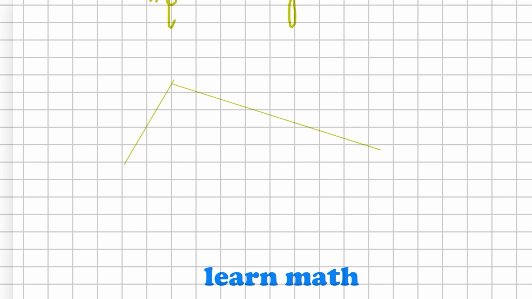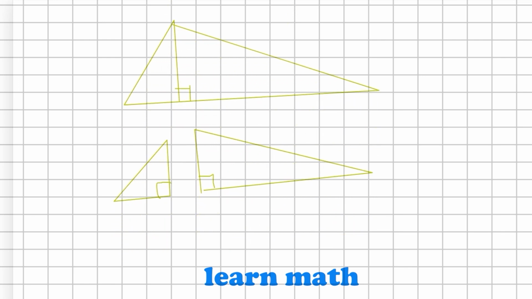Let me draw it here. This is the main one. So let me split this into two triangles, the left triangle and the right triangle, like this. Same shape. 90 degrees is common in both. So one angle is equal.